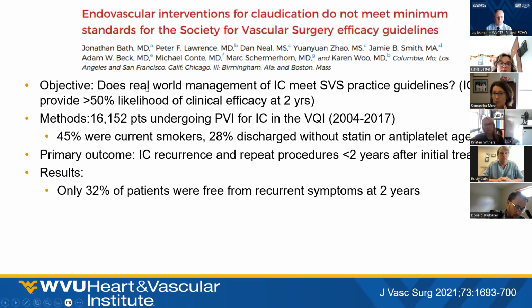This is something that's well accepted in the Society for Vascular Surgery. Just in the literature, they looked at all the patients in the VQI, which is a huge number of people, all of the interventions happening in the country, and looked at people that had a stent or angioplasty for claudication in the VQI, which is the quality registry. So 16,000 people they looked at.